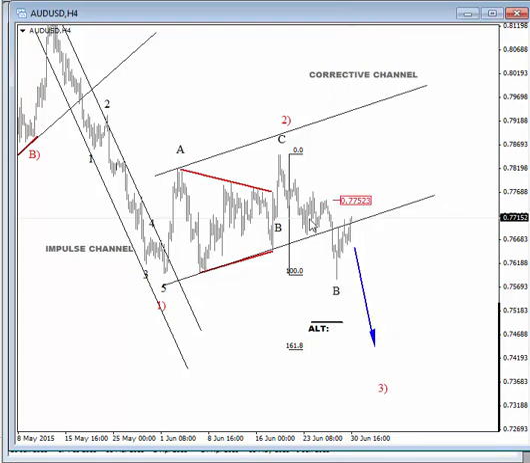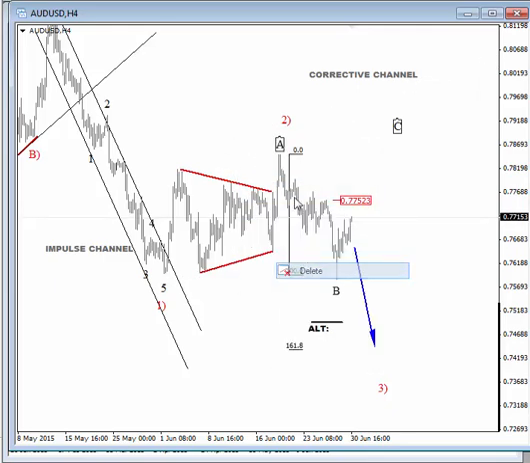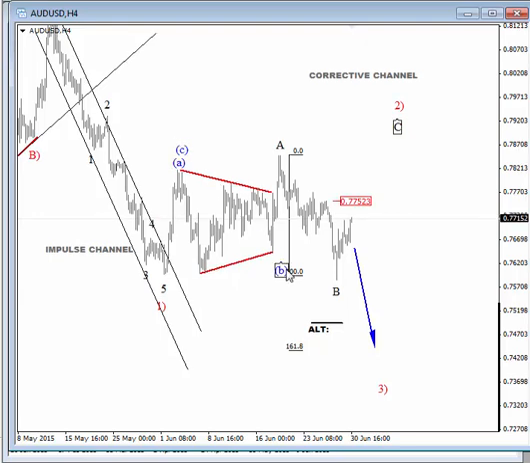I'm considering the idea that this decline was wave B, and that we will see higher levels and a more complex wave 2. So I would label this as a 3-wave rally for wave A.